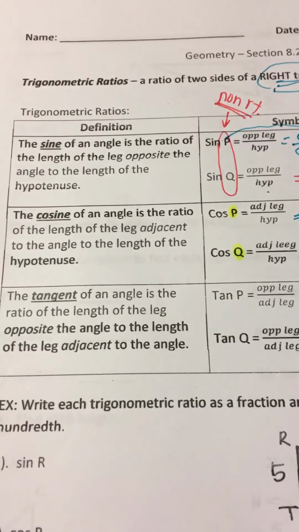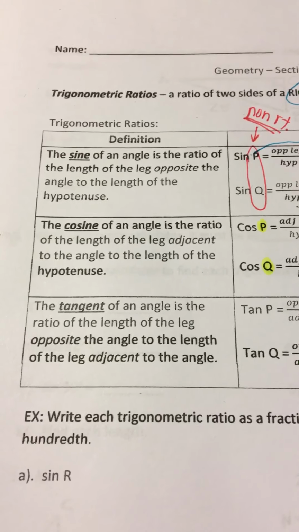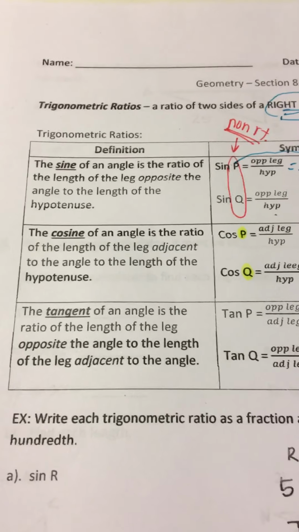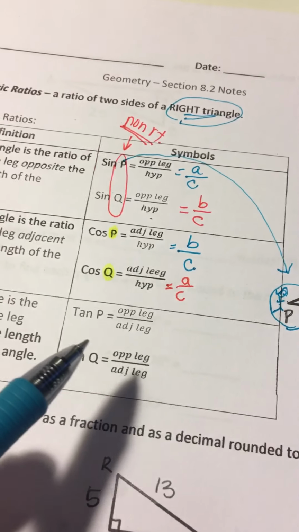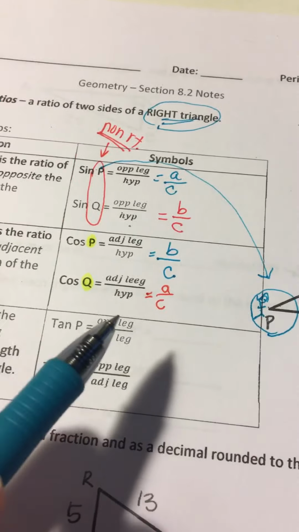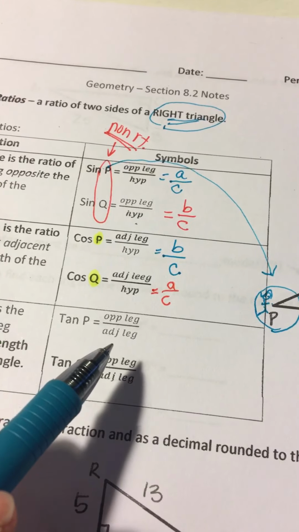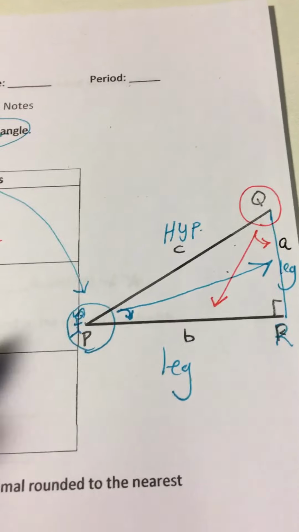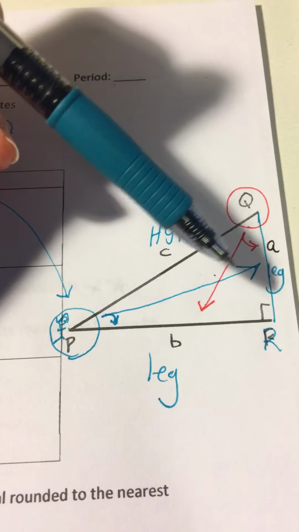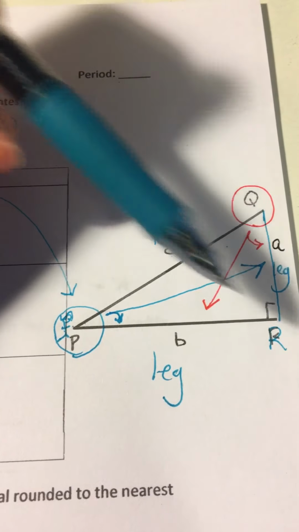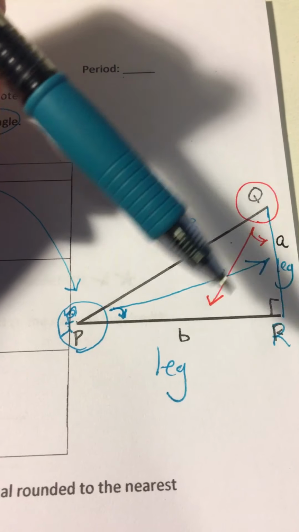All right, the tangent of an angle is the ratio of the length of the leg opposite the angle to the length of the leg adjacent to the angle. So again, if I'm looking at the tangent of P, P is my reference angle, I'm going to do the leg opposite angle P divided by the leg adjacent to angle P. So if you look at our picture, the leg opposite angle P, here's angle P, if you walk straight across, that's A, divided by the leg adjacent to angle P, which is B. So my ratio would be A over B.